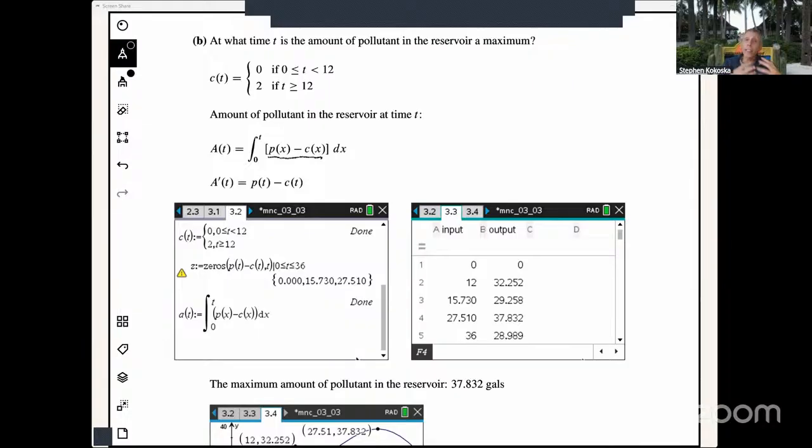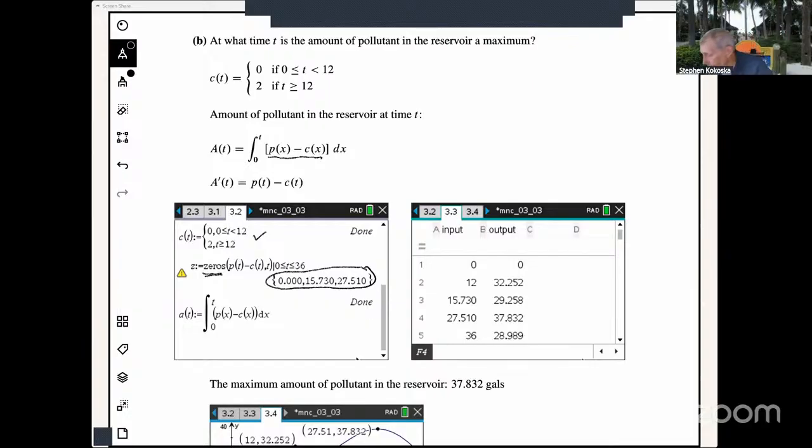So we've already seen this one time tonight. I went to my calculator and I defined this function C. I used the built-in function zero to find where that difference is 0. There are actually 3 places, one at time t equals 0. We would certainly expect that. And there's 2 others, around 15.7 and 27.5.